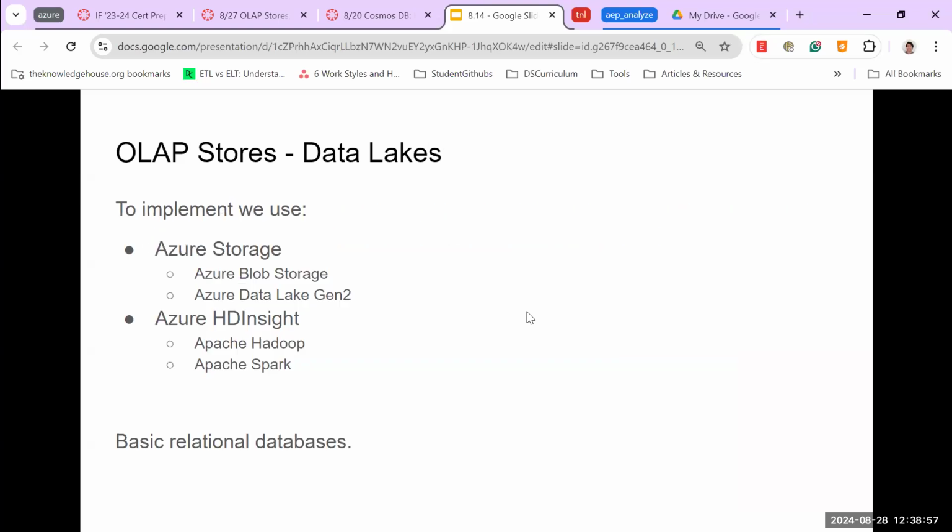All right, and just like we mentioned before, to create a data lake, you need to first create an Azure blob storage, enable hierarchical namespaces, and then if you want to perform analysis on your data lakes, you could utilize something called Azure HDInsight, which comes with Apache Hadoop and Apache Spark.